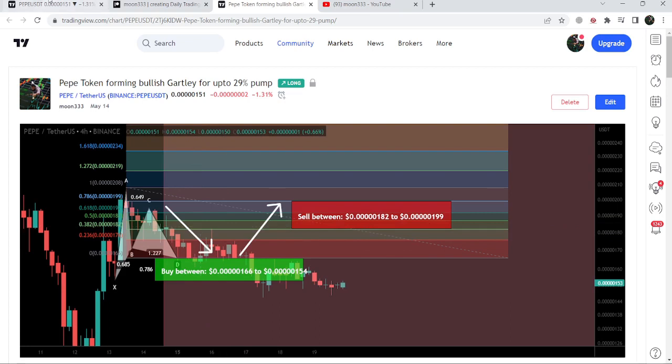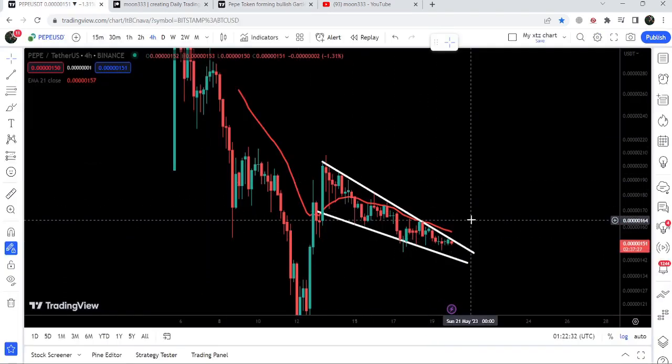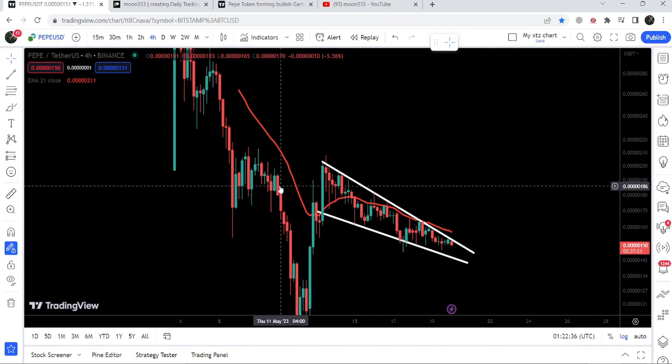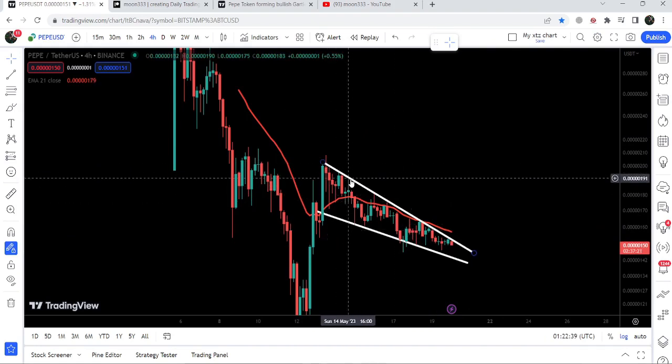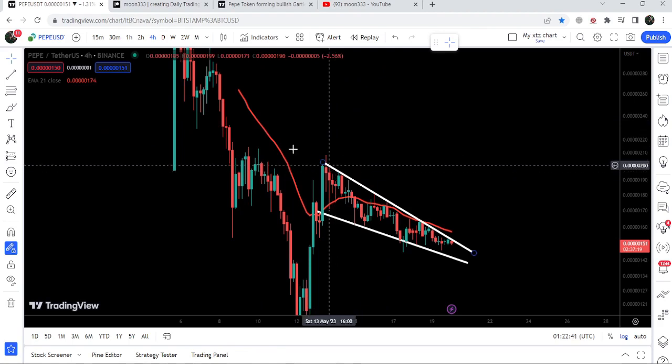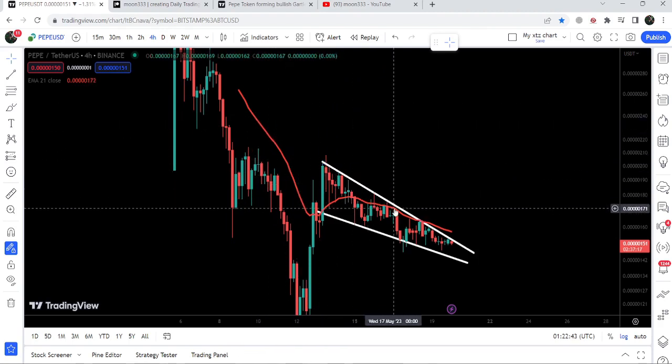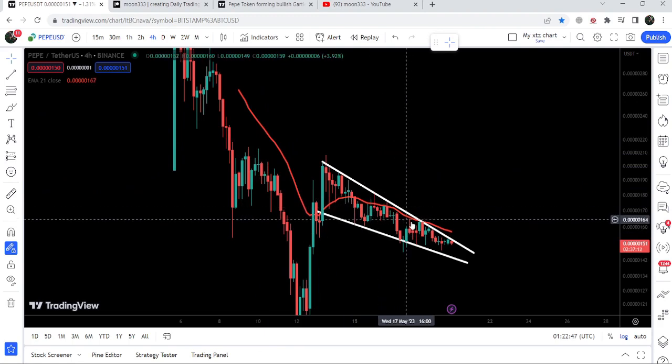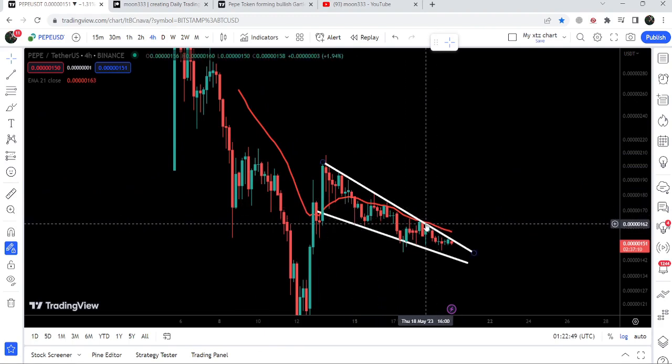Now let's move to the 4-hour time frame chart, and here we can see that Pepe is moving inside a falling wedge pattern. That is a bullish bias pattern, but we have two resistance levels here. One is the resistance of the falling wedge, and the second resistance is this red line, that is the EMA 21 on the 4-hour time frame chart. Therefore, at the same time, the price line needs to break out these two resistance levels.